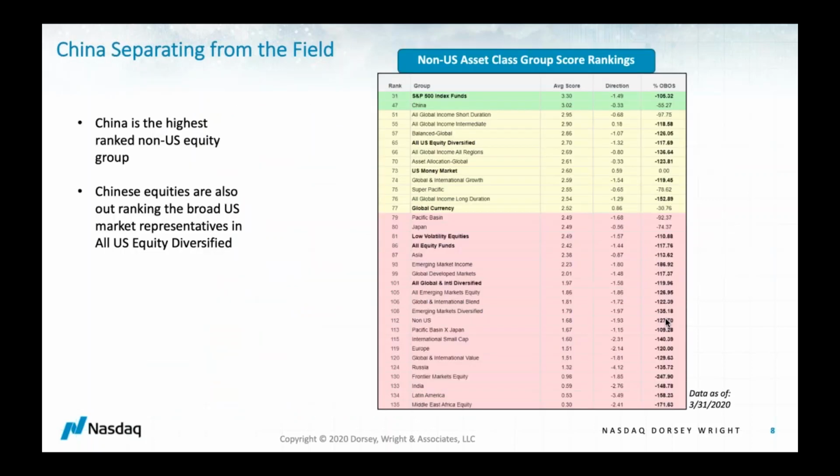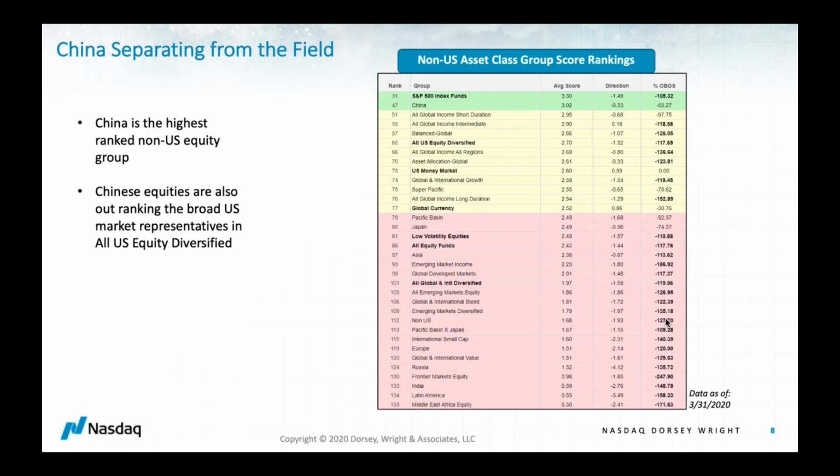One way that we have to identify a further breakdown of names within a particular asset class is through a page that we call the asset class group score rankings. The point that you want to focus on in this particular image is the average score column that you see in the middle.